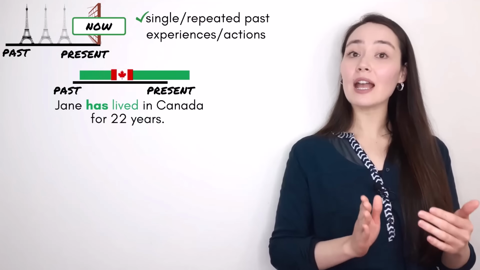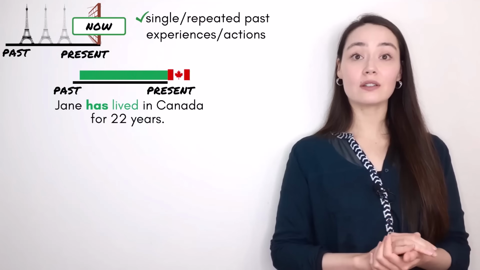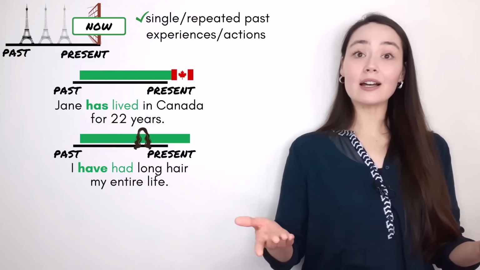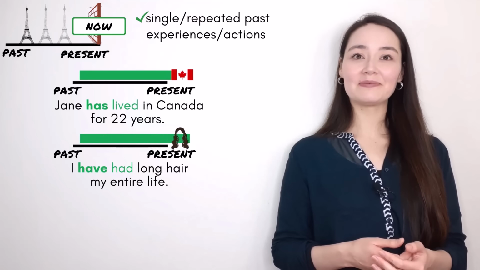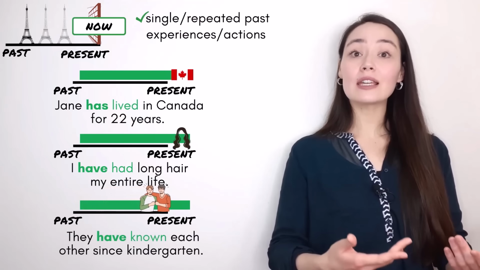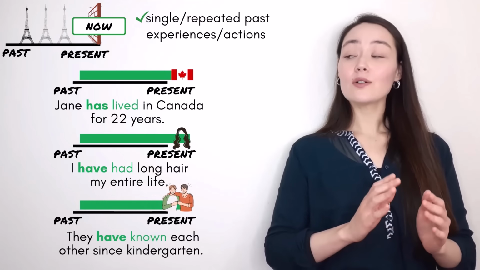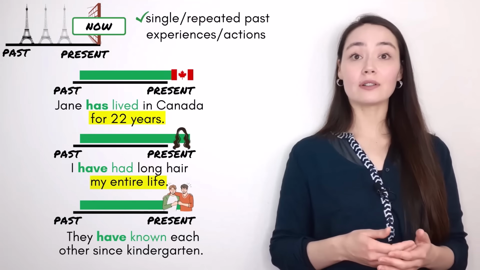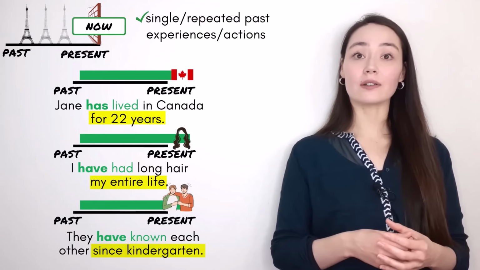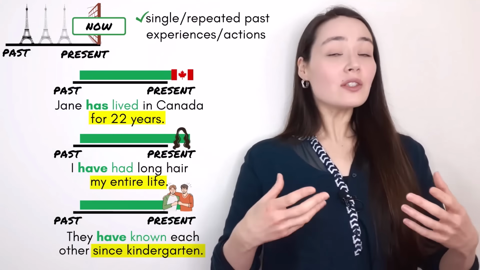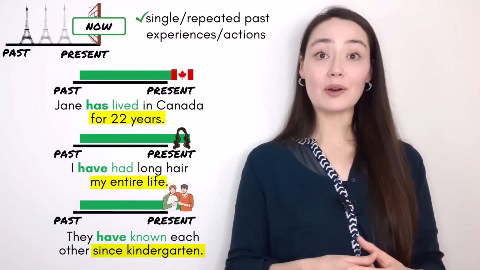Jane has lived in Canada for 22 years. I have had long hair my entire life. They have known each other since kindergarten. For 22 years. My entire life. Since kindergarten. All of these tell us how long. And this is really common in the present perfect.